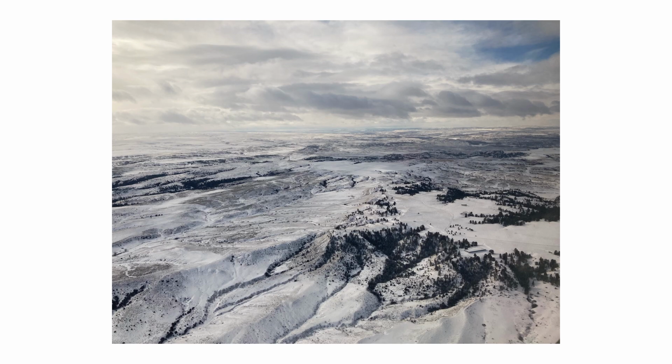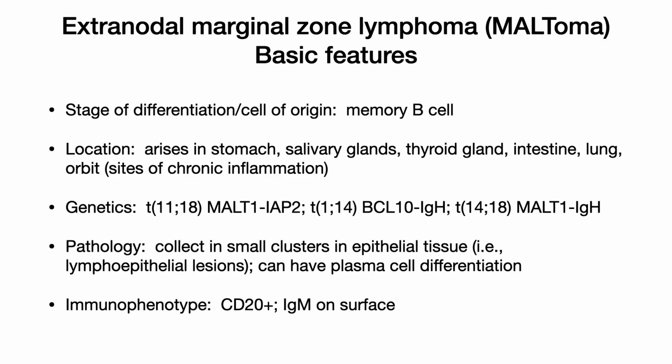There's some neat mountains. So, extranodal marginal zone lymphoma, or MALToma. This is from the memory B cells, and it arises in association with inflammation. The places you would expect to see inflammation are the stomach with chronic gastritis, salivary glands with things like Sjogren's, thyroid gland with things like Hashimoto's, intestine, lung with various types of chronic inflammatory process, and orbit. These are all sites of chronic inflammation. So when you have a disease process that can cause chronic inflammation, that could potentially give rise to an extranodal, outside the lymph node, marginal zone lymphoma.